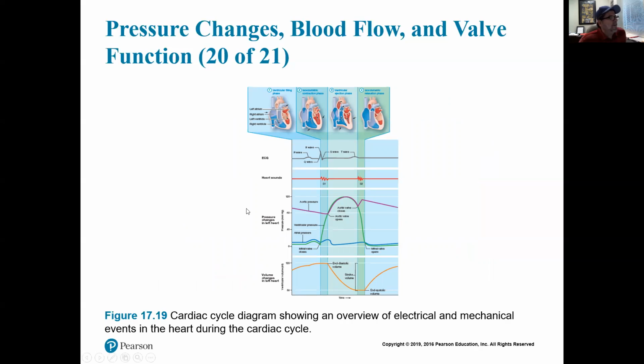If you look at this, I need to blow it up a little bit better. But here is ventricular fill. Here is the EKG, P, QRS, and T wave, one heartbeat, one cardiac cycle. Here are your S1 and S2, the heart sounds. And this purple one is our aortic pressure in the aorta. It's going to go up, then it's going to come back down. Then the green one is ventricular pressure, and then arterial pressure. And here's where the mitral valve closes, here's where the mitral valve opens, and then volume changes in the left ventricle: full, then empties, then refills.